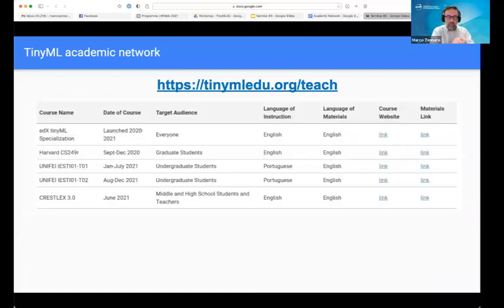But if you look at this website, which by the way is the website where we will gather all the material, so tinymledu.org, you will see that there's much more. So there is a TinyML specialization on edX, and the course is there, the link to the course is there, but the link to the material is there as well, which means that you can use the same material if you want to teach the same course in your place. But in addition to that, you have the Harvard course, you have Marcelo's courses in Portuguese, but the slides are in English.